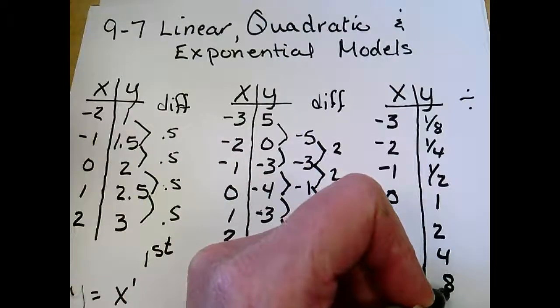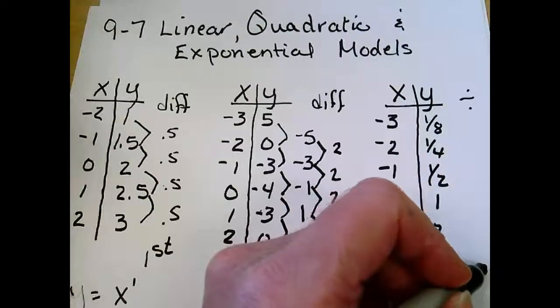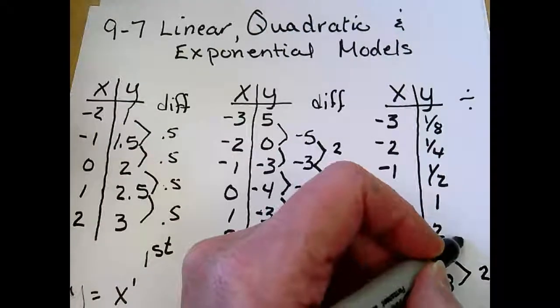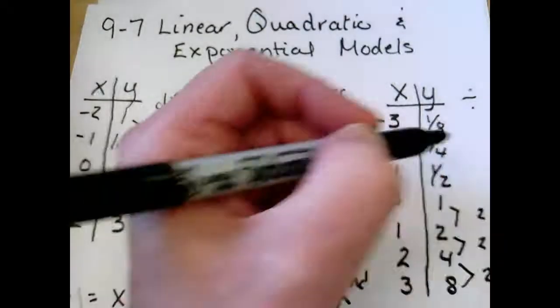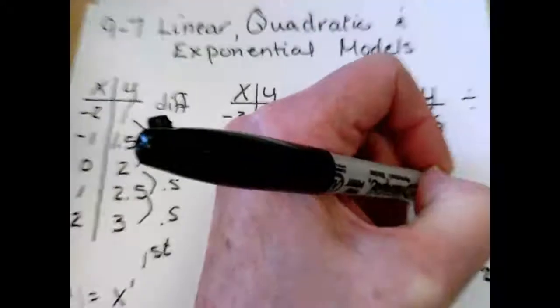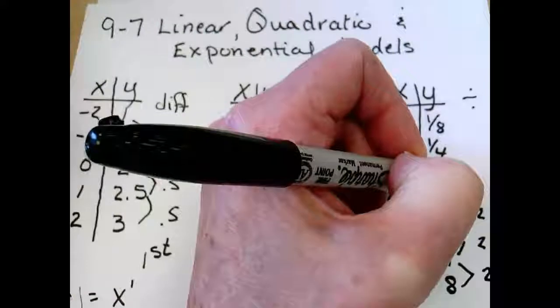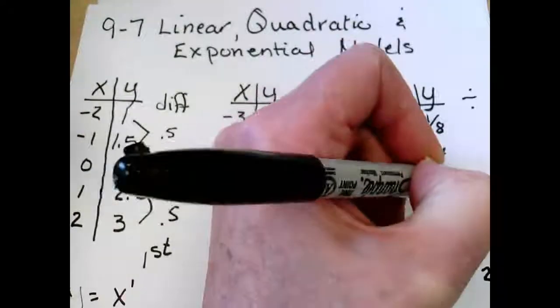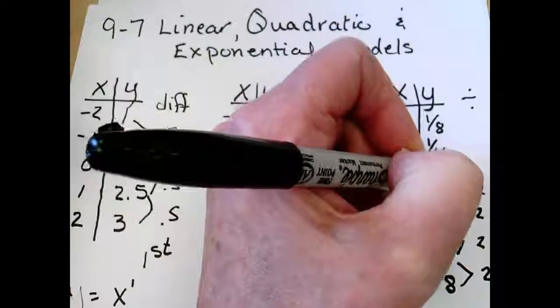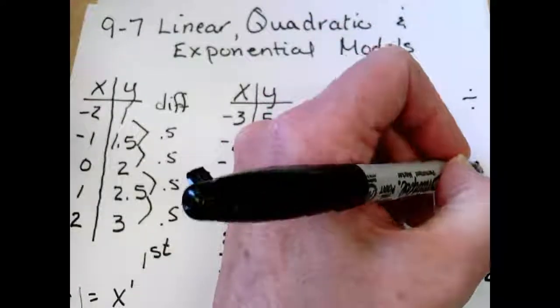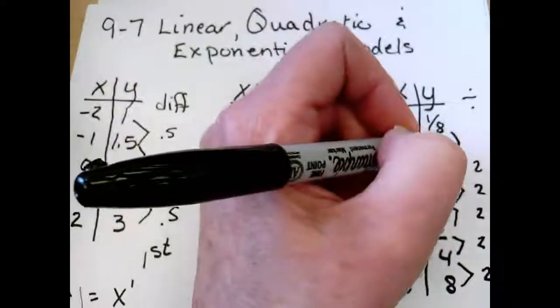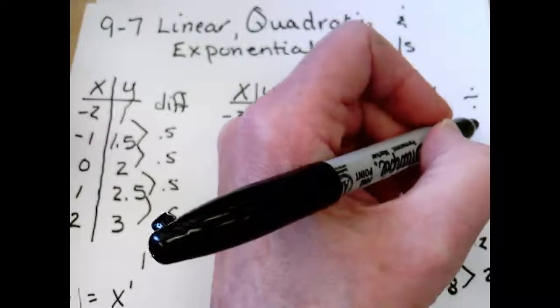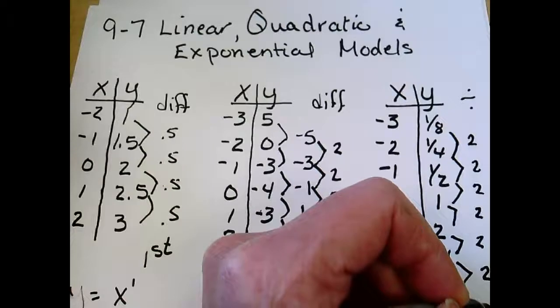In this one, if I take 8 divided by 4, I get 2. 4 divided by 2, I get 2. 2 divided by 1, 2. 1 divided by 1/2 is the same as 1 times 2 over 1, so it's 2. 1/2 divided by 1/4 is the same as 1/2 times 4 over 1, which is 2. And 1/4 divided by 1/8 is the same as 1/4 times 8 over 1, which is 2. They all are the same all the way down.